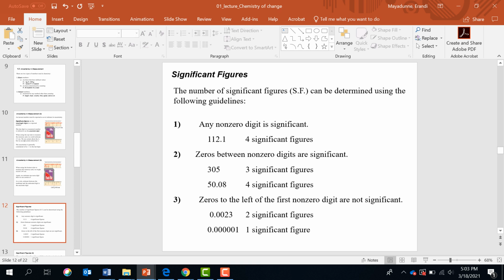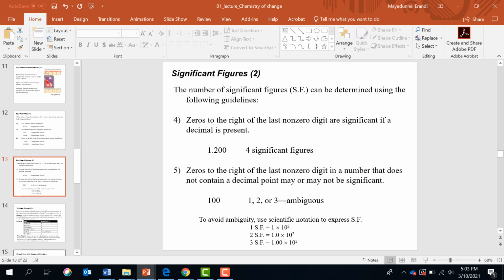50.08 has four sig figs. Zeros to the left of the first non-zero digit: if it is towards the left, it is non-significant. So it's important. So this has two sig figs. This is one. This third rule is very important to know. And then the zeros to the right: zeros to the right of the last non-zero digit in a number that does not contain a decimal point may or may not be significant.